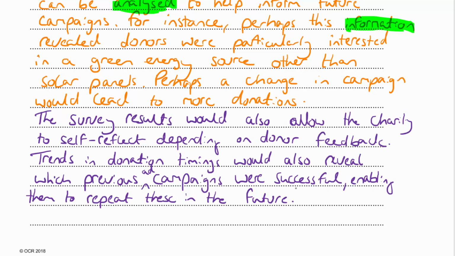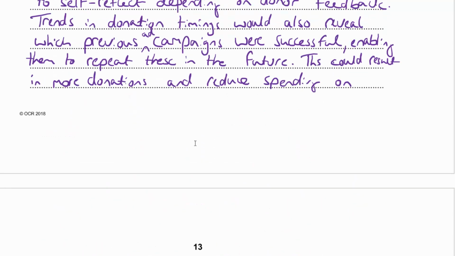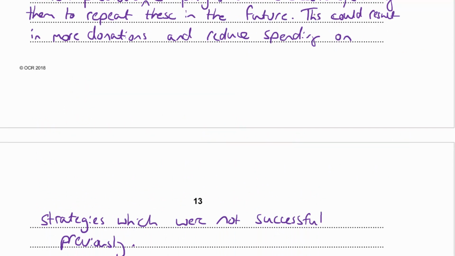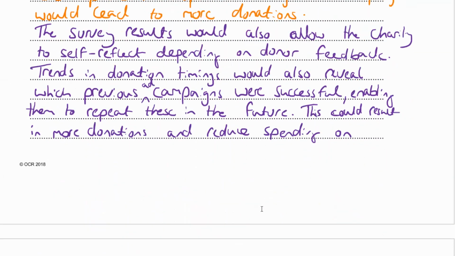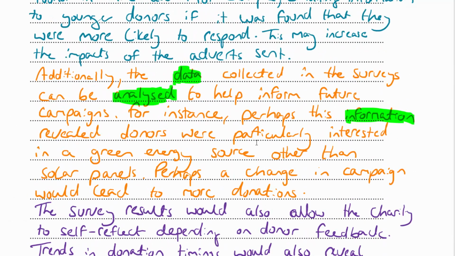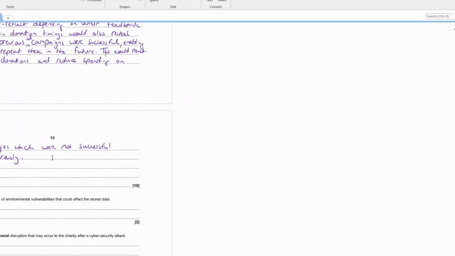So just to make sure I'm really clear, I'm going to say this would result in more donations and reduce wasted money spent. I haven't got much space left. I've just said this could result in more donations and reduce spending on strategies which were not successful previously. I mentioned stuff about the stock, which I could try and cram in, but I think that's alright. I've got 1, 2, 3, 4 points here. If each one's 2 and a bit marks, that gets me up to 10.